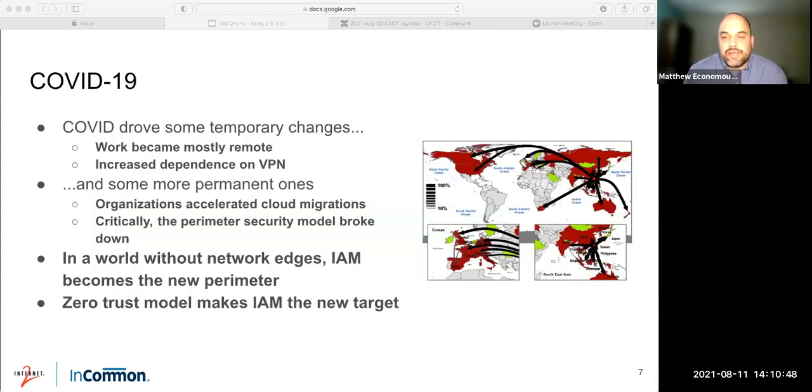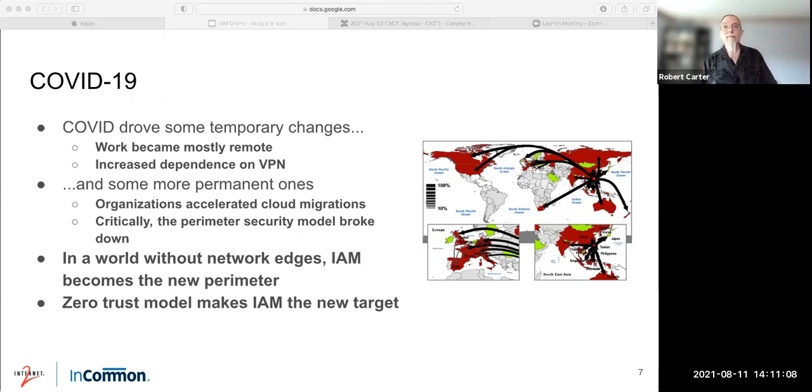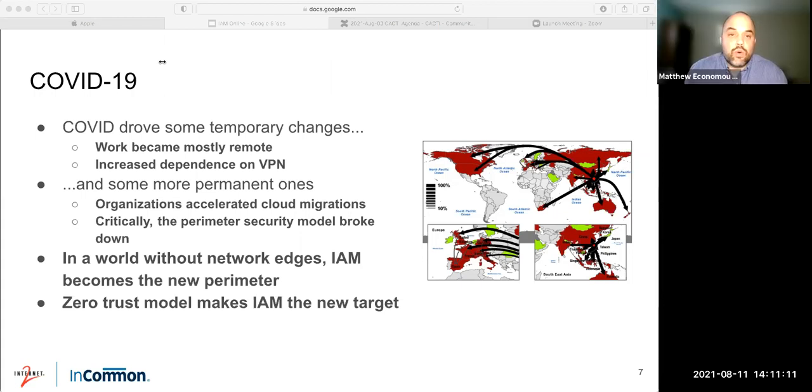The COVID-19 pandemic drove a number of changes in identity and access management over the last 18 months. So remote work and remote instruction challenged already stressed network perimeter security infrastructure, firewalls and VPNs and so forth. To address some of these issues, organizations accelerated their move to cloud solutions, both software and infrastructure as a service. And this really breaks the castle and moat model of perimeter security. In this new zero trust model, the perimeter is the identity and access management system.